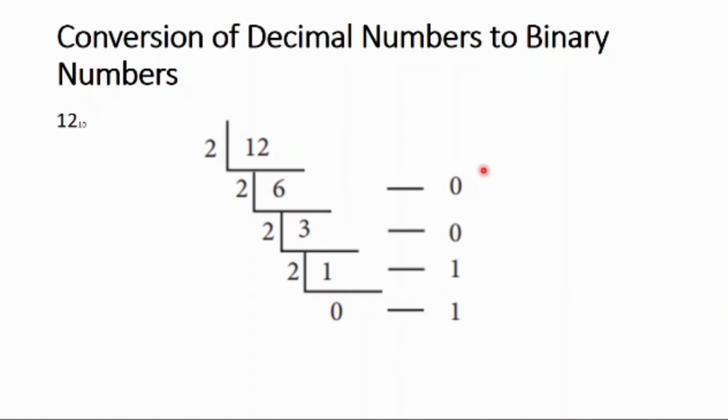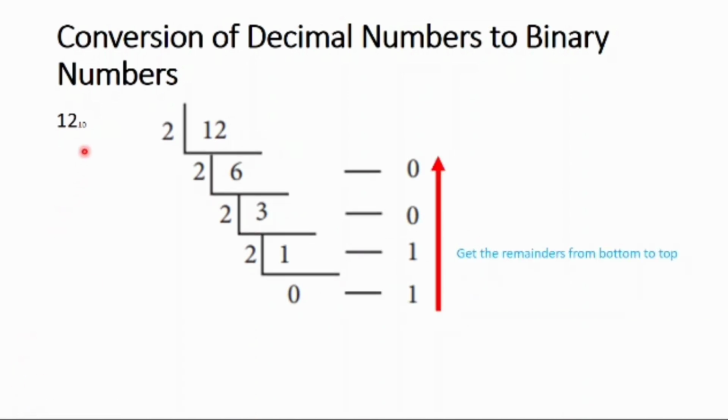And then you can see the remainders. You have to take the remainder from bottom to top. To get the final answer, write 12 base 10 equals 1100 base 2. Why 1100? You take the answer from bottom to top and you write 2 to represent it as a binary number. Therefore, when you convert 12 to binary, it would result in 1100. This is the way to convert decimal to binary.